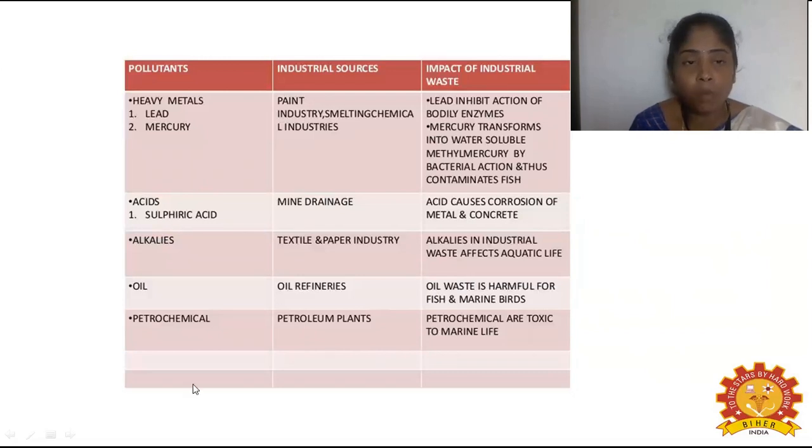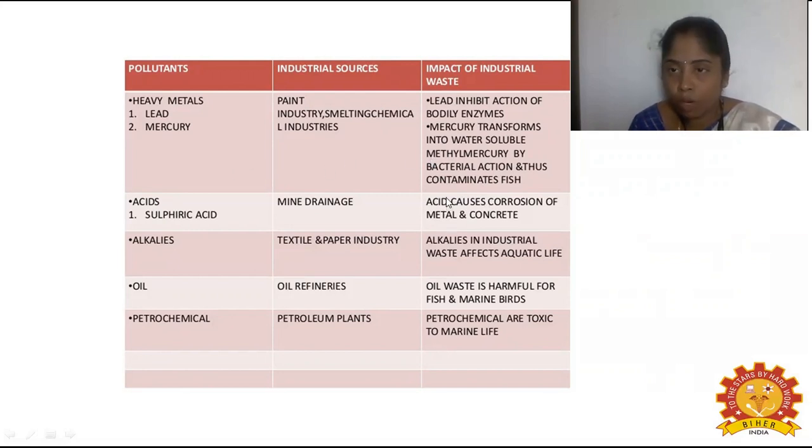Here, when we talk about the various types of pollutants, what are the various metals? We have lead, cadmium, phosphorus, and mercury. These are the heavy metals that can act as pollutants. From where are these heavy pollutants released? From various sources like painting industries or petrochemical industries, the petroleum-based ones. In the case of mercury, it can be transformed into a water-soluble form by bacterial action, so it contaminates water bodies.